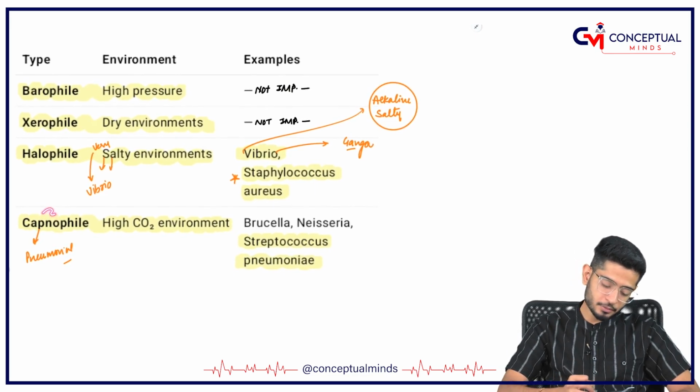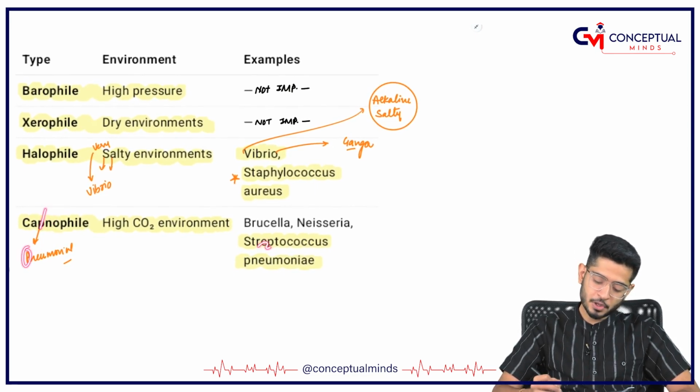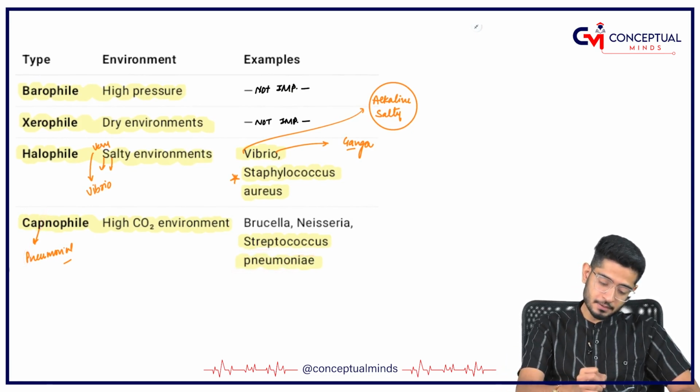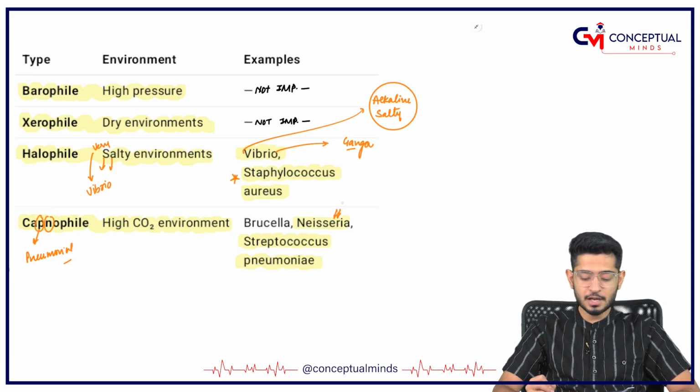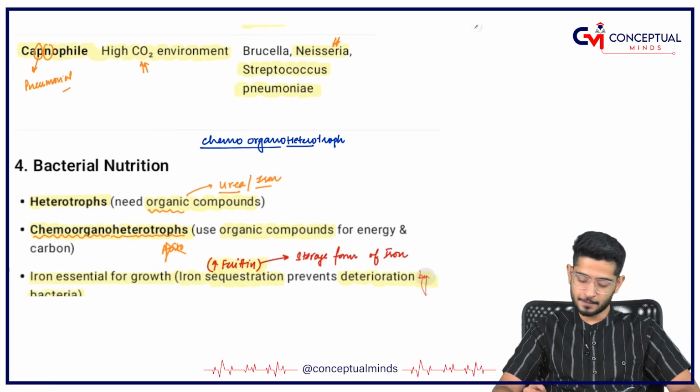Capnophile. So capnophile is P for pneumonia, so Streptococcus pneumoniae, and N for Neisseria. Can you see here? P for pneumonia, N for Neisseria. So they are capnophile. They want to live in a high carbon dioxide environment, okay, great.